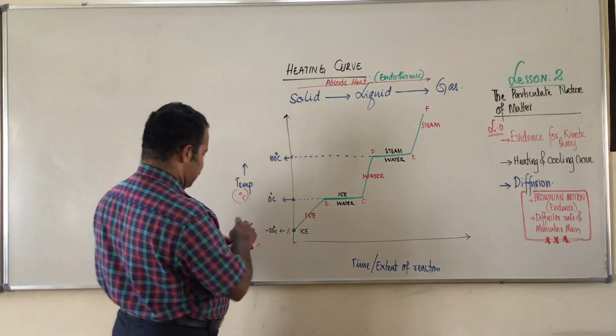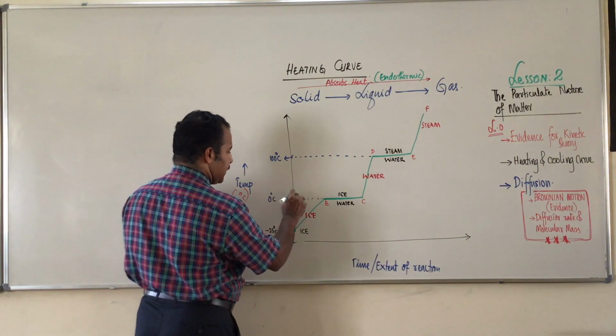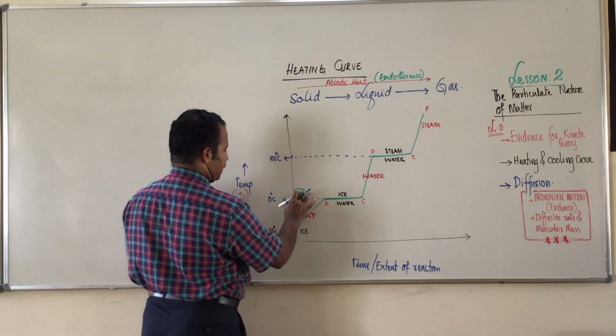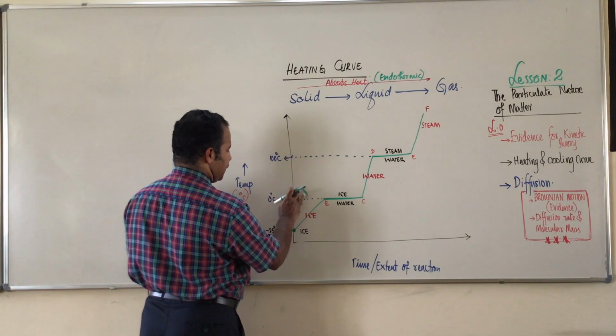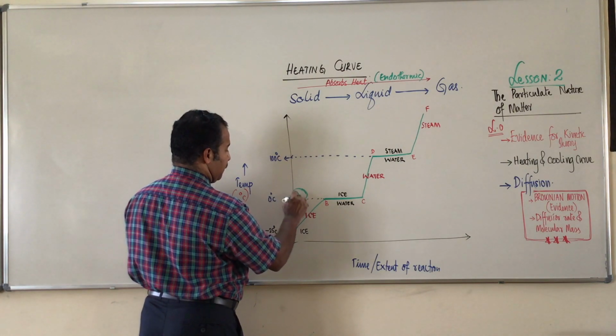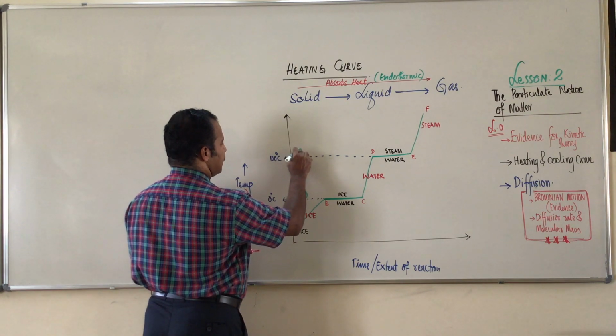And what do you call this point? That is boiling point, BP. And this, that is melting point. Sorry, I made a mistake. Melting point, and this is the boiling point.